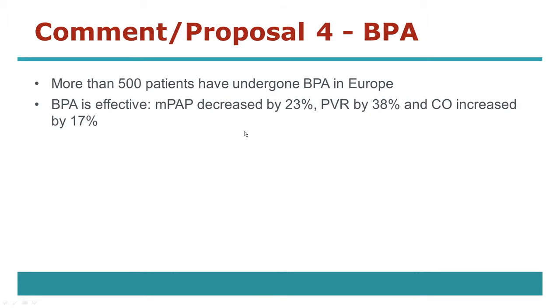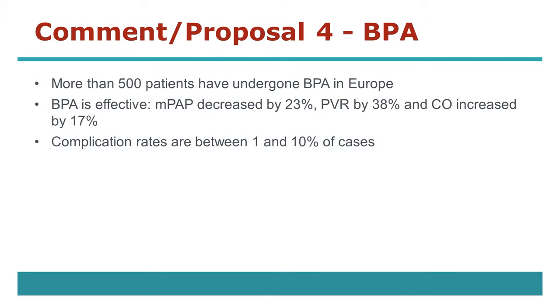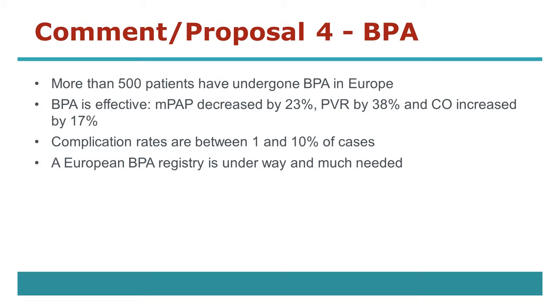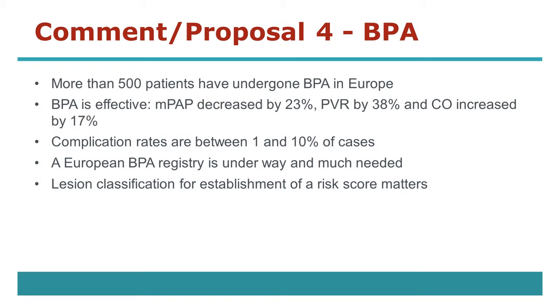BPA is effective. Mean pressure is going down by 23%, PVR by 38%, and cardiac output goes up by 17%. These are the numbers we read yesterday. It's, of course, not controlled. It's simply observational. The complication rates were between 1% and 10% of the cases. A European registry, fortunately, has been sponsored and is underway and much needed. And lesion classification has to enter this procedure, and a risk score, I'm sure, will be internalized by everybody who is doing this.